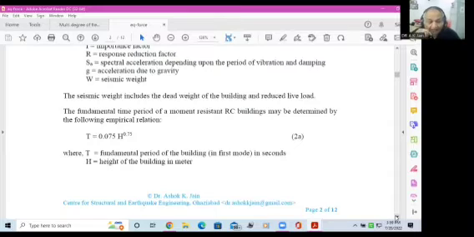And this empirical formula is a very simple formula. It gives you the fundamental period of vibration of a RC moment resistant frame building in seconds. Okay, 0.075 h to the power 0.75. Okay, that is the formula. It is a simple formula. This is based on first mode deflected shape only. Okay, h is the height of the building in meters.